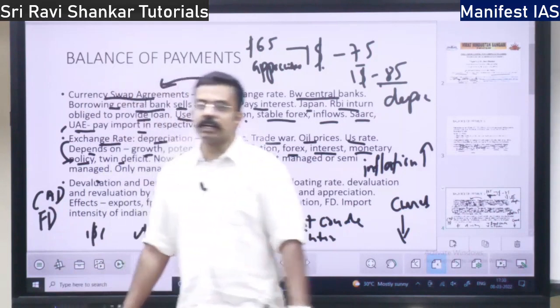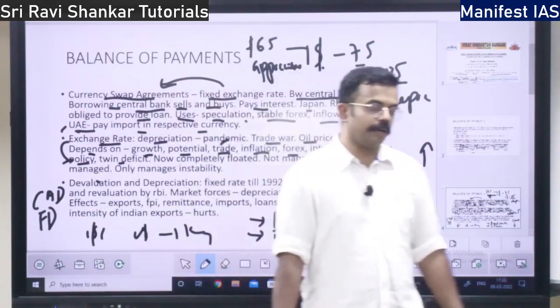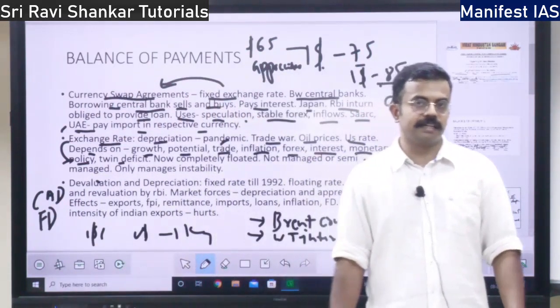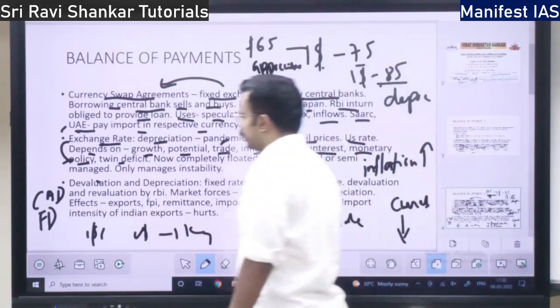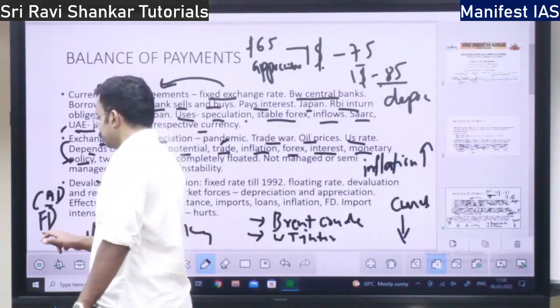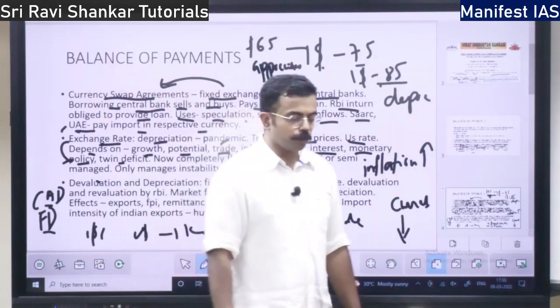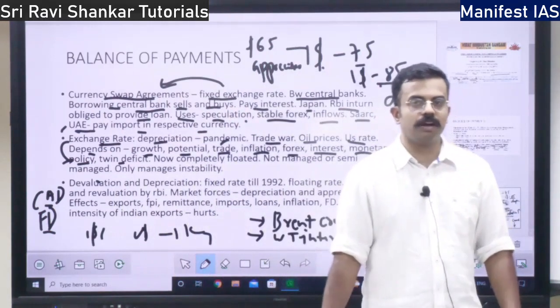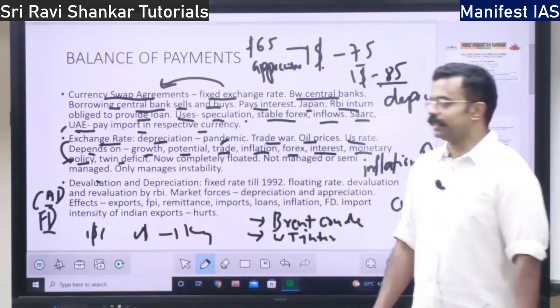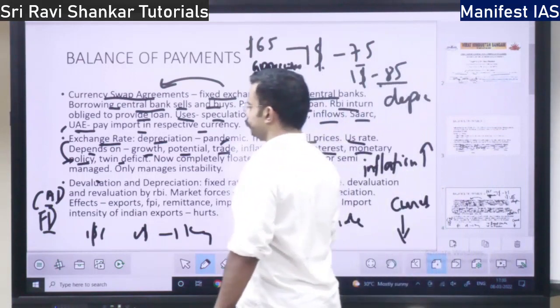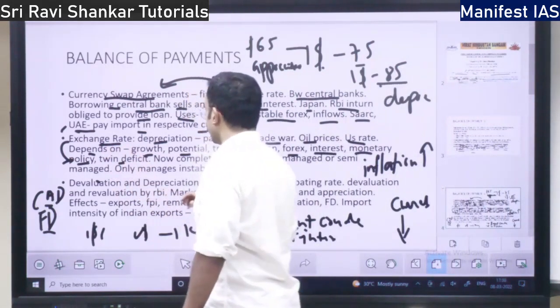If there is a current account deficit, that is, a trade deficit, that is more imports and less exports. When there is a current account deficit and there is also a fiscal deficit, if both these deficits are there, then it is called twin deficit. When twin deficit is there, what happens? The exchange rate will get hampered.